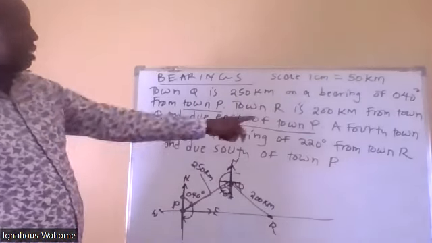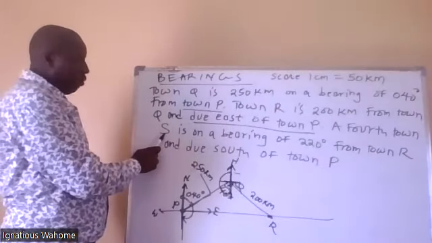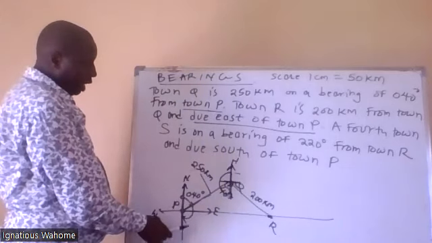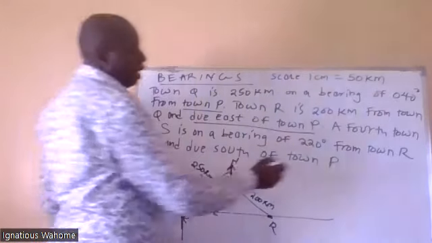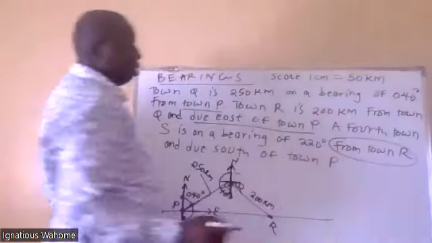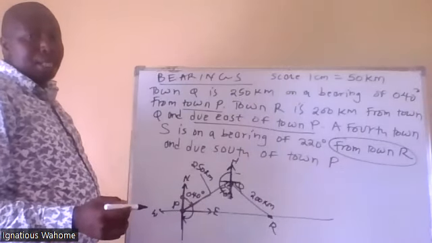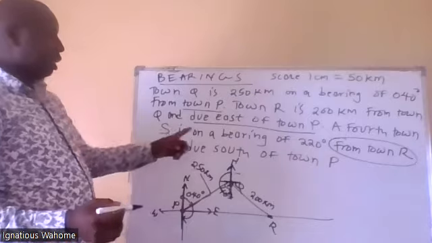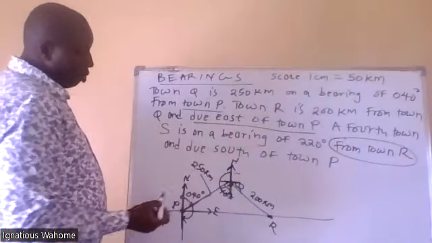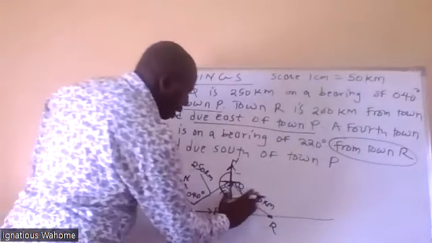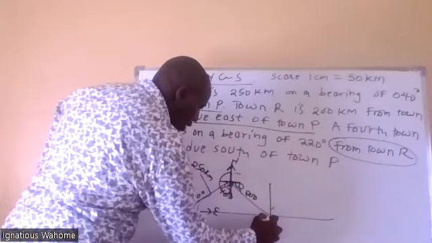Now for town S. Town S is on a bearing of 220 degrees from R. The keyword there is from R. So from R, you make a compass. How do you make that compass? We make a compass at point R, at this 200.